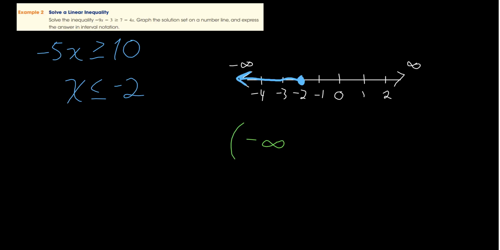If we go from negative infinity on the left, and we go to the right, all the way to negative 2. But we're also including the number negative 2, so we're going to put a bracket. That's what we did there. That's how we do graphing it and interval notation.